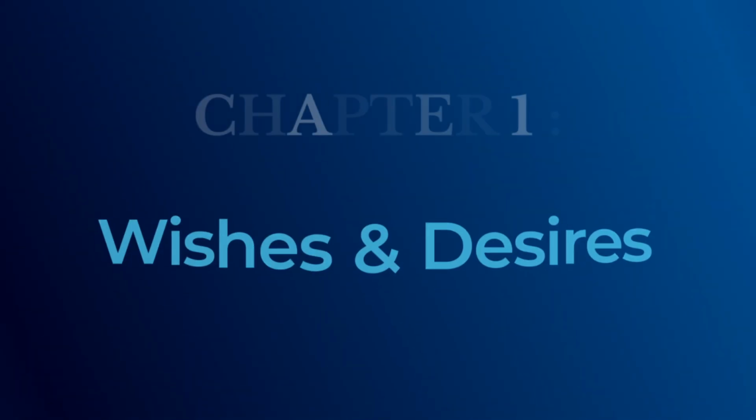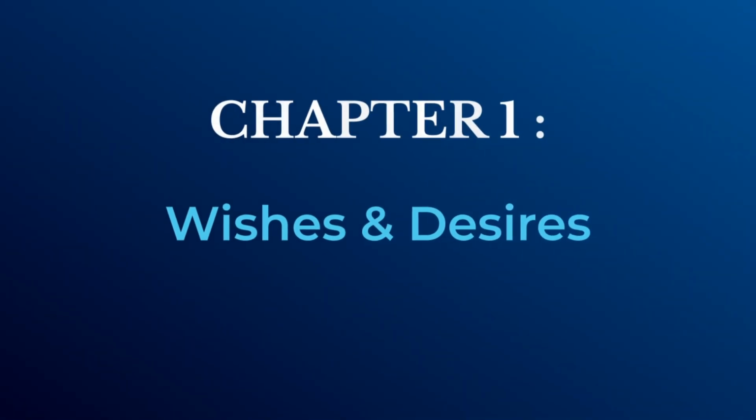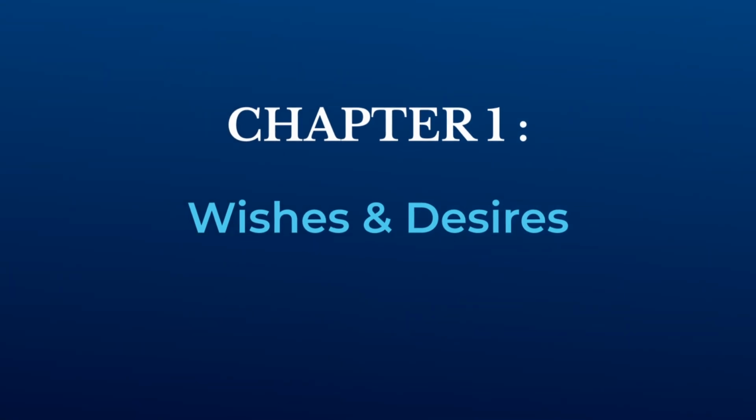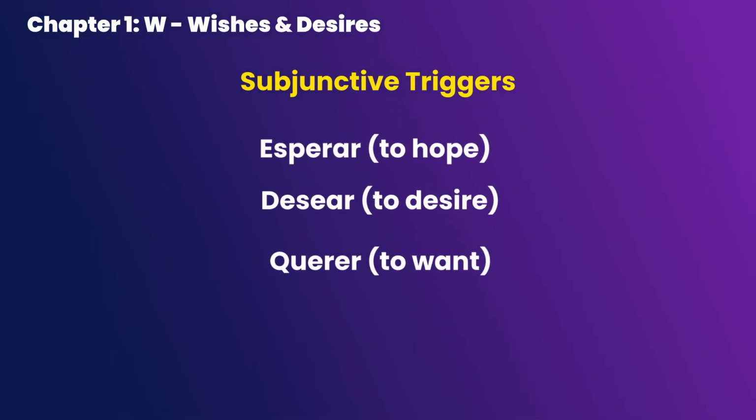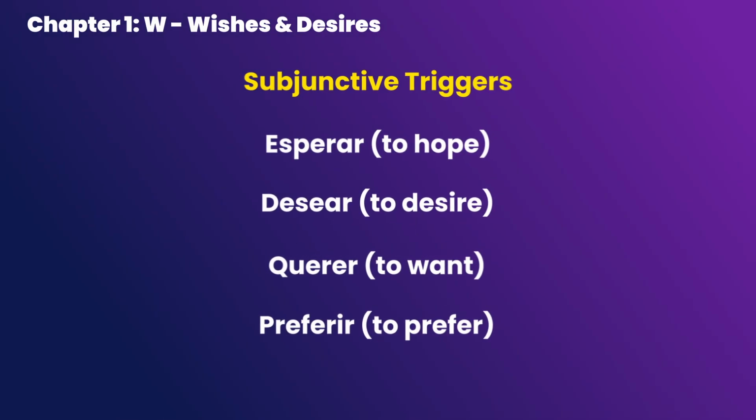Chapter 1. Wishes and desires. This category is used when you want to express a wish for someone else to do something. The main subjunctive triggers here are the verbs esperar, desear, querer, and preferir. Here are some examples for each.